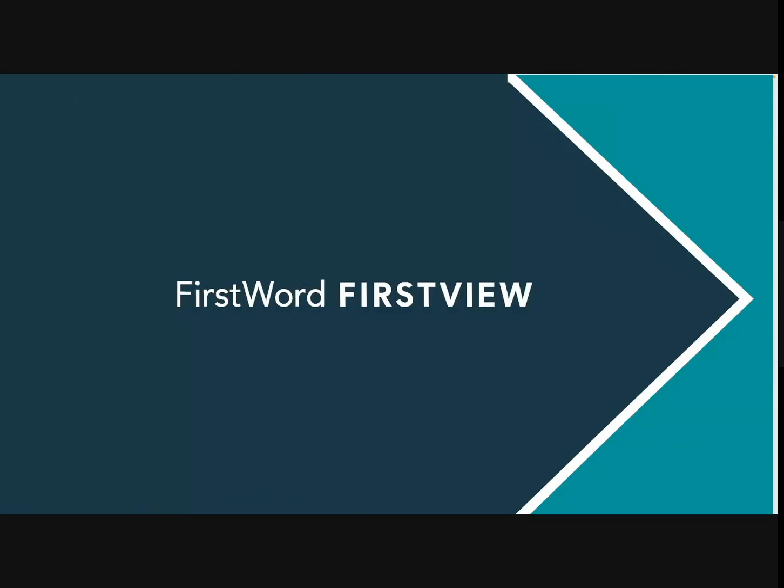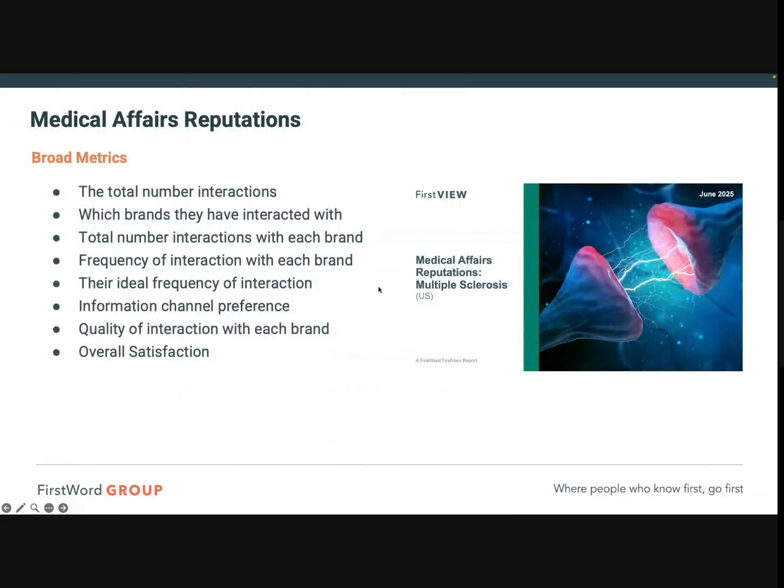So that is the qualitative side. And then we move over to the quant studies that we do, which are called first view reports. The ones that were the initial catalyst for you guys taking out the license, unsurprisingly, are the medical affairs reputations reports. So these are ones where in the US we go and poll 100 physicians, and in the EU we do granular reports where it's 30 per country.